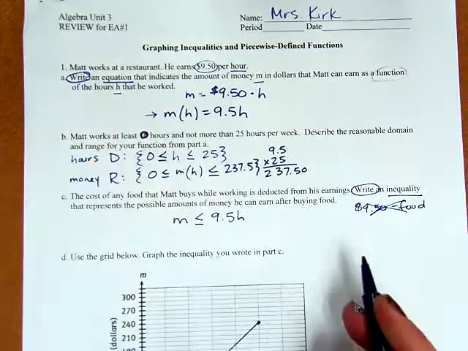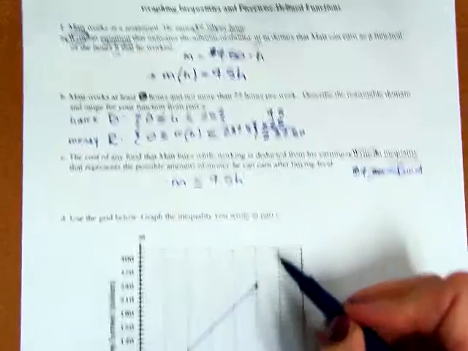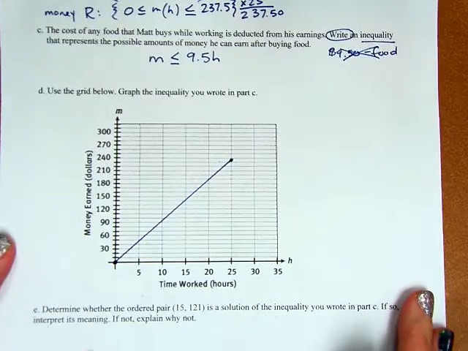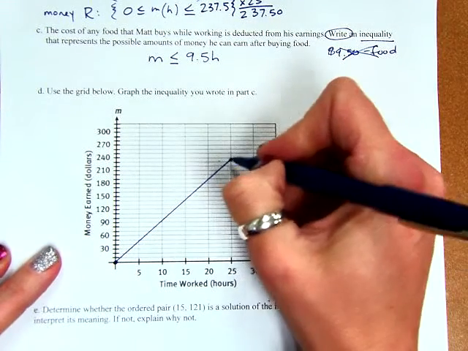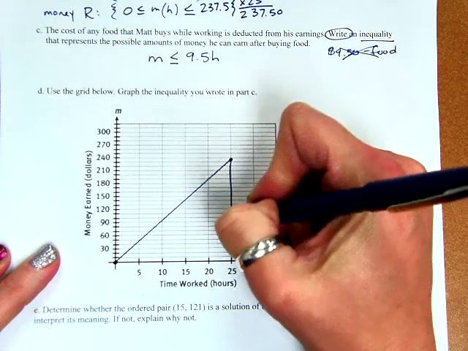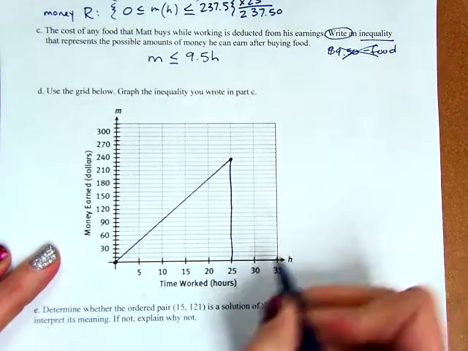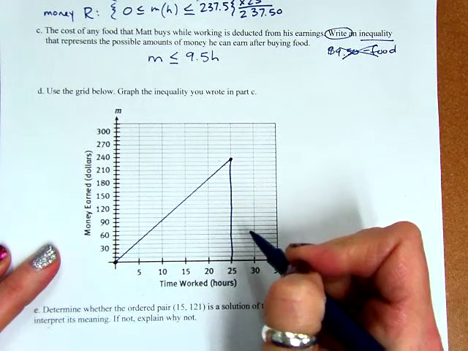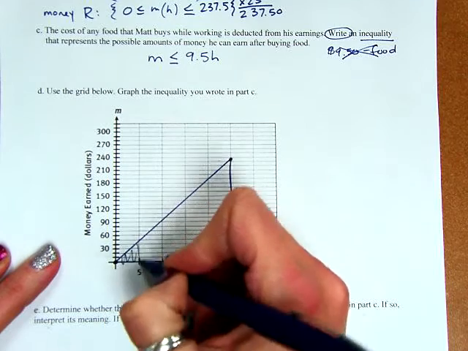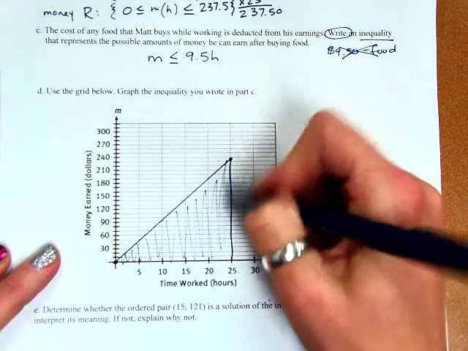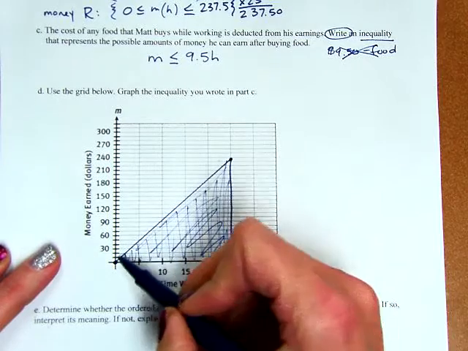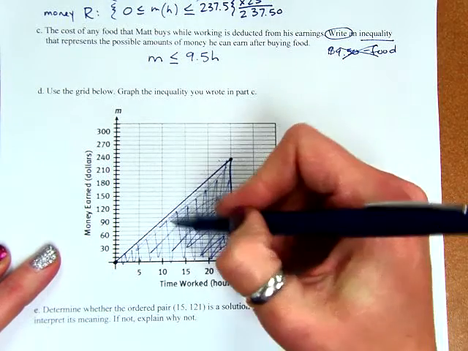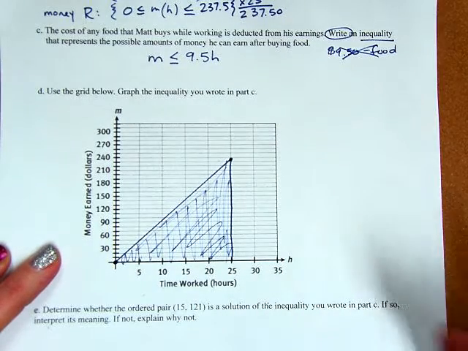And when I graph this, I'm not going to graph past, oh sorry, it's kind of off the screen. I'm not going to graph past 25 because he doesn't work more than 25 hours. So things kind of drop off right here. He doesn't have any hours past 25, okay? And everything in here is how much money he can take home. He can earn up to the line, but below the line is how much he might take home if he eats at the restaurant.